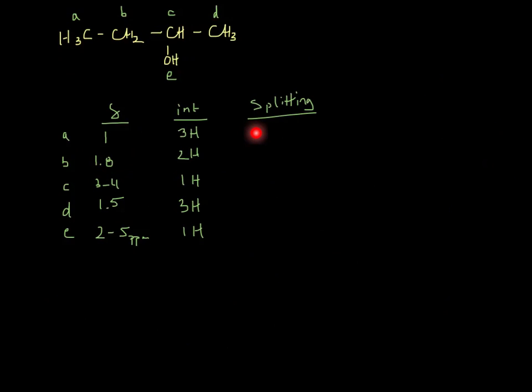One way to think about it is each neighbor splits it once. So if you have 0 neighbors, it doesn't get split. If you have 1 neighbor, it gets split in half, and then you have 2 peaks. All right? If you have 2 neighbors, it gets split twice, and then you have 3 peaks.